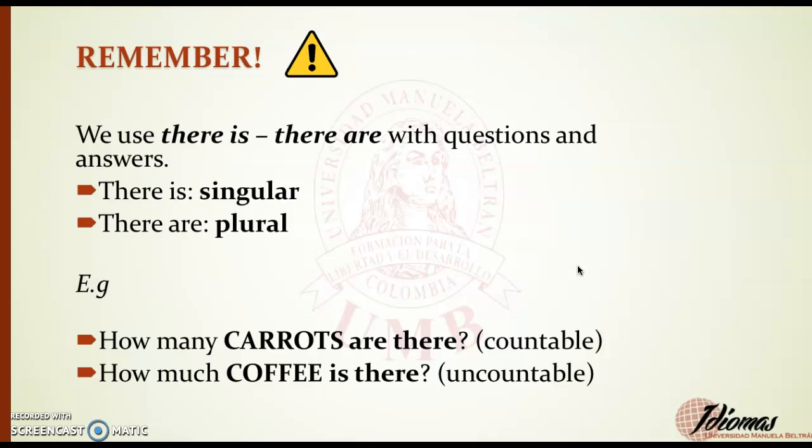So remember, we use there is or there are, yes, for answers. Just be careful. There is for singular. There are for plural. For example, how many carrots are there? Countable, plural, you use carrots and you use are. How much coffee is there? Coffee is a liquid, so it's uncountable, and you use is.